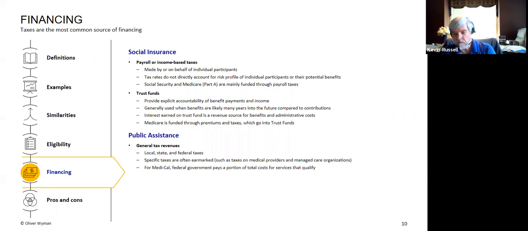Okay. I'd like to get into some level of detail about Social Security.